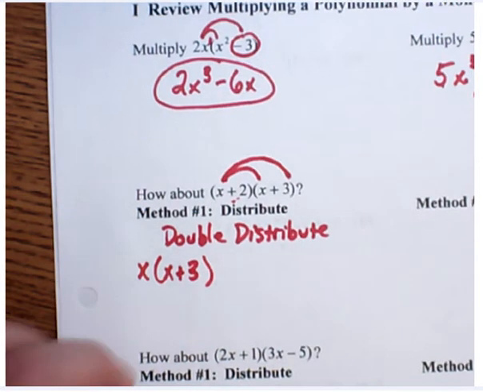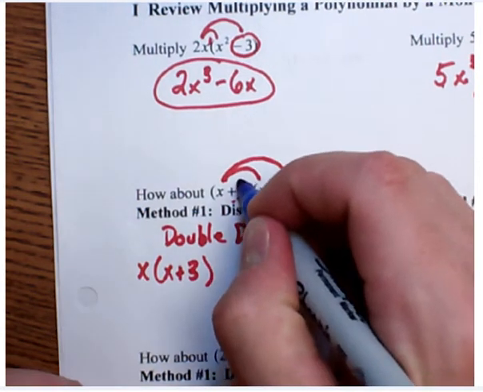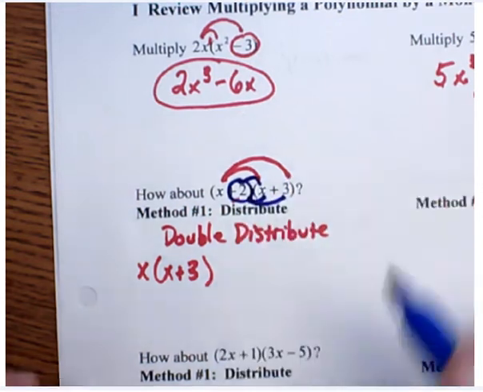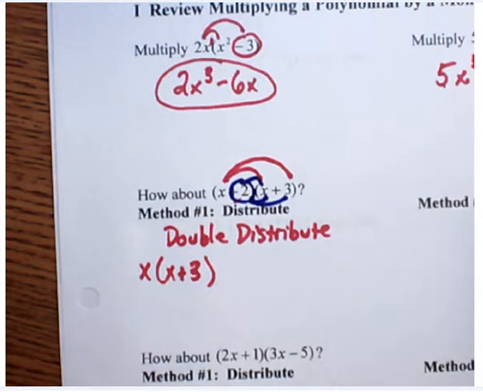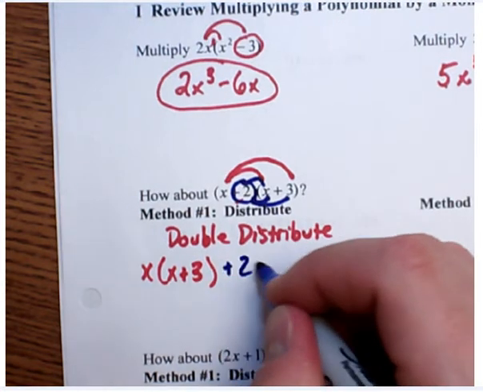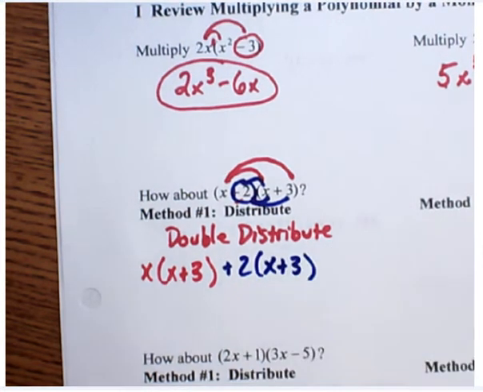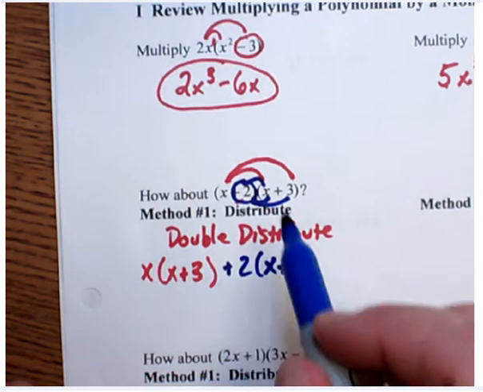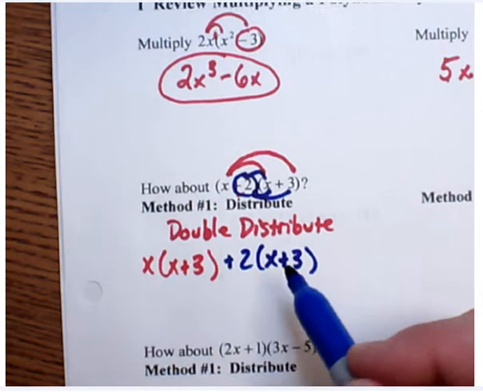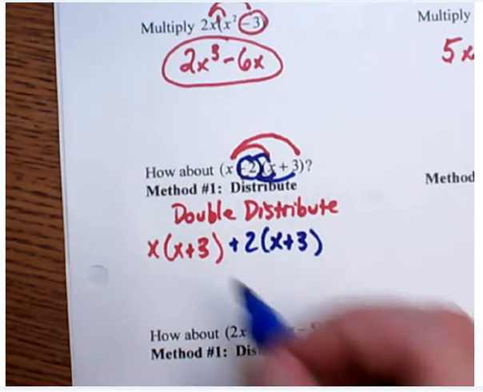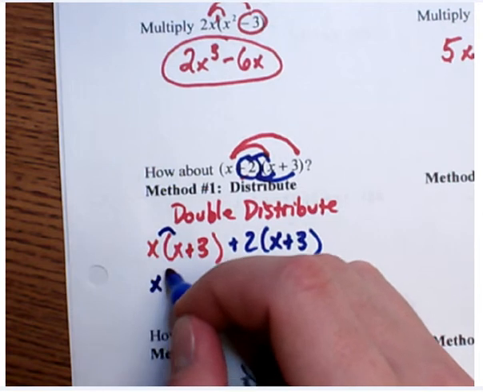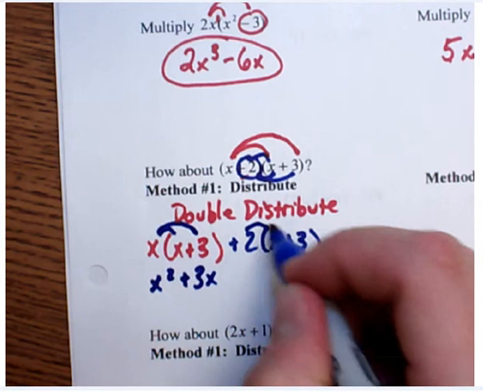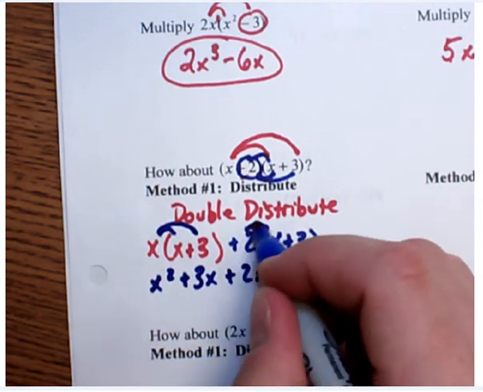So also, the positive 2 here is going to have to multiply, here I'll do it underneath, x plus 3. So we'll say plus 2 times parentheses x plus 3. So basically both of the terms in the first parentheses have to multiply both of the terms in the second one. Okay, so we distribute. Well, x times x is x squared. x times 3 is positive 3x. 2 times x is 2x. And then 2 times 3 is 6.